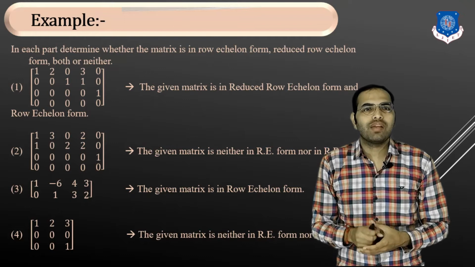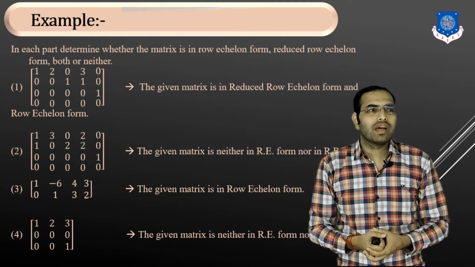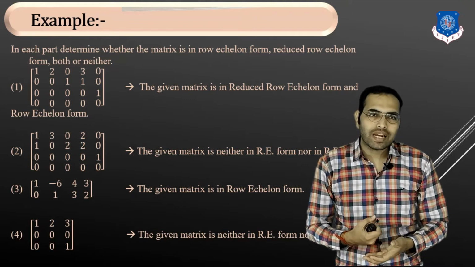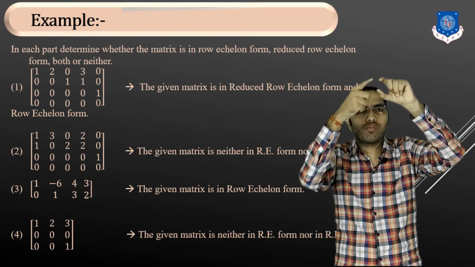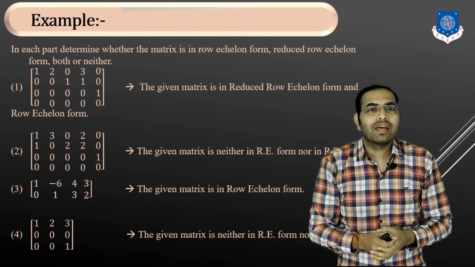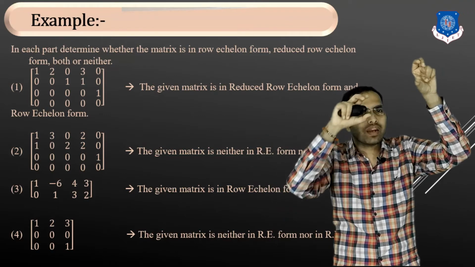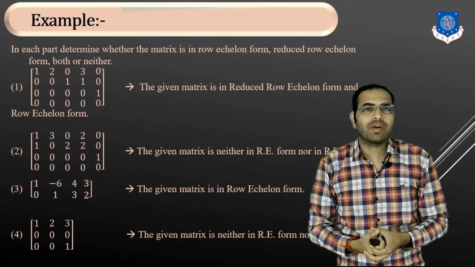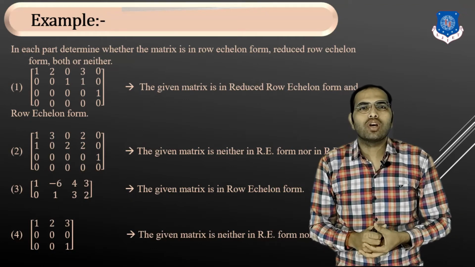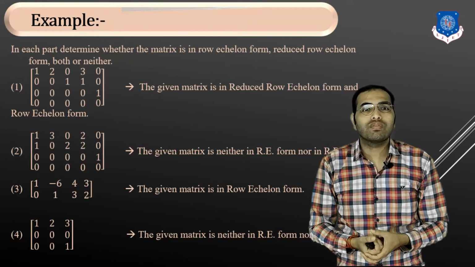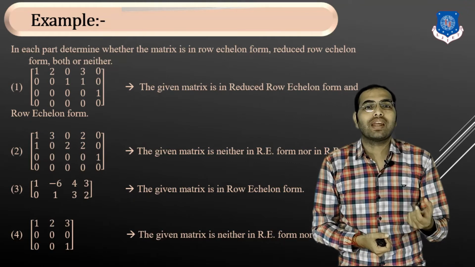Now the second example: 1 3 0 2 0, 1 0 2 2 0, 0 0 0 0 1, and the last row has every element 0. In this matrix the first condition is satisfied, but the second condition is not, because the first column has a leading one while the element below it is non-zero. The leading elements do not move from left to right properly, so the given matrix is neither in row echelon form nor in reduced row echelon form. Row echelon form is also called RE form, and reduced row echelon form is also called RRE form.